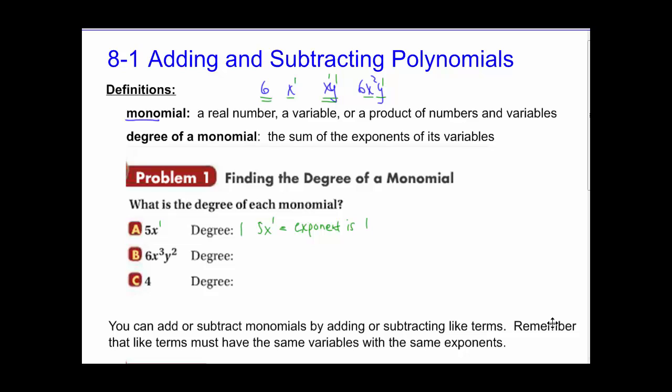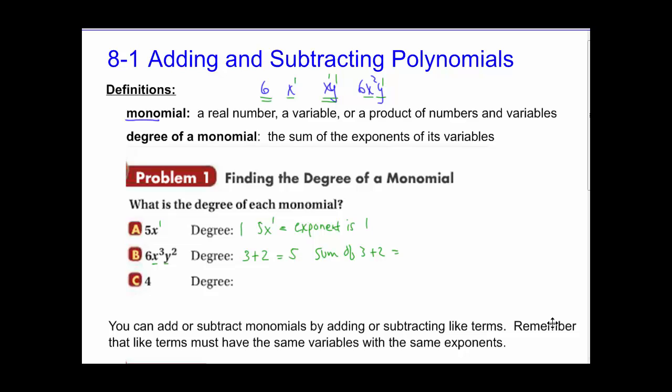Okay. For b, as soon as we bring in more variables, we're going to look at the x and the y. We know that the degree on x is 3. We're going to add that to the degree on y, which is 2, and that's going to give us a total degree of the monomial of 5. So it's the sum of 3 plus 2.